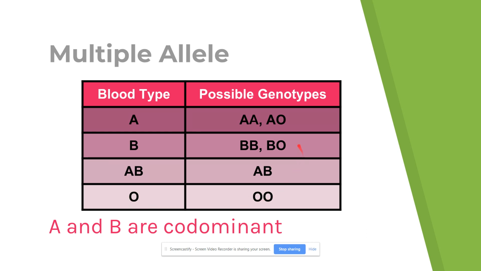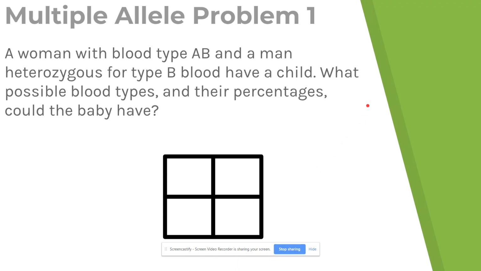Okay, and if you notice that when we have AO or BO, the O is masked, and the only way to have O-type blood is to have 2 O's, which shows you that O is the recessive of the 3 alleles. So A and B are going to be codominant. Anytime that they are inherited together, you have both in your blood type. And then type O is going to be recessive, and the only way to get type O is to have both O alleles.